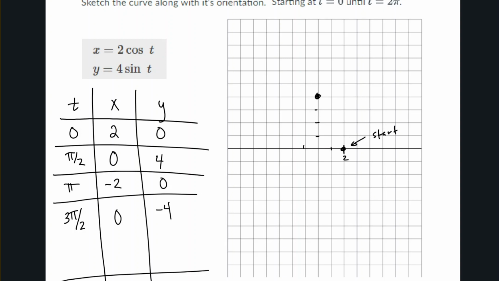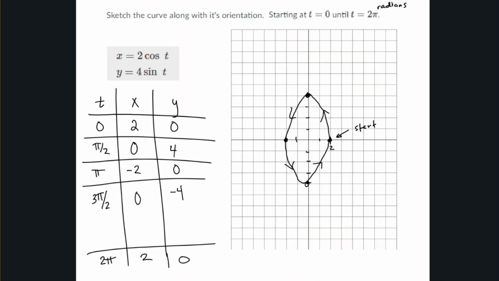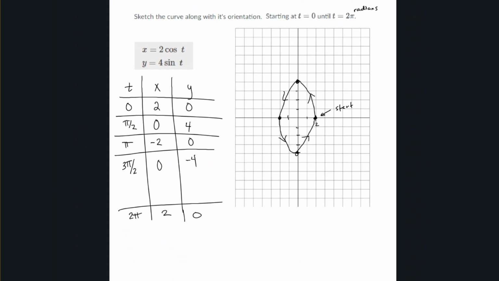And then I went negative 2, 0. And then I went 0, negative 4. And then I went back to 2, 0. So here it looks something like this. And then I've got to make sure I mark my orientation. And while I could definitely plot more points and be more precise, we're looking for, do we have the basic points? Do we have the orientation? And if this was multiple choice, I could definitely select the one that matches this general shape and this orientation.